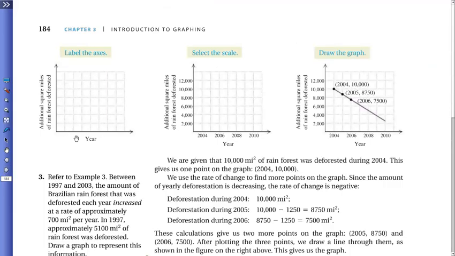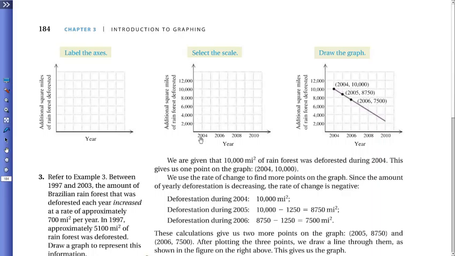So here are the steps. Well, first, if I'm going to draw a graph, I need to have axes, and I need to know what these axes mean. So this horizontal axis is time in years, okay? And this, additional squared miles of rainforest deforested, is the vertical scale. Now the next thing I need to decide is where I'm going to start the numbers, and how much scale I'm going to put up and down to make things fit.